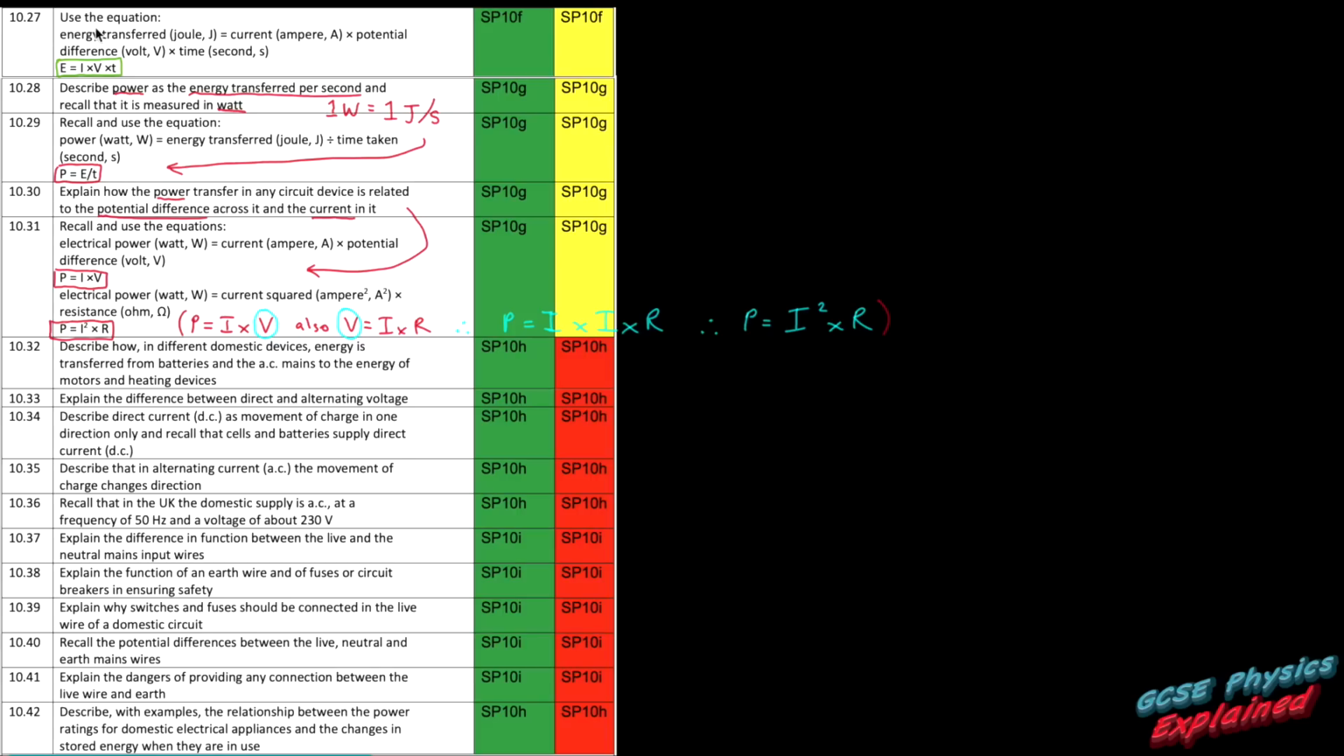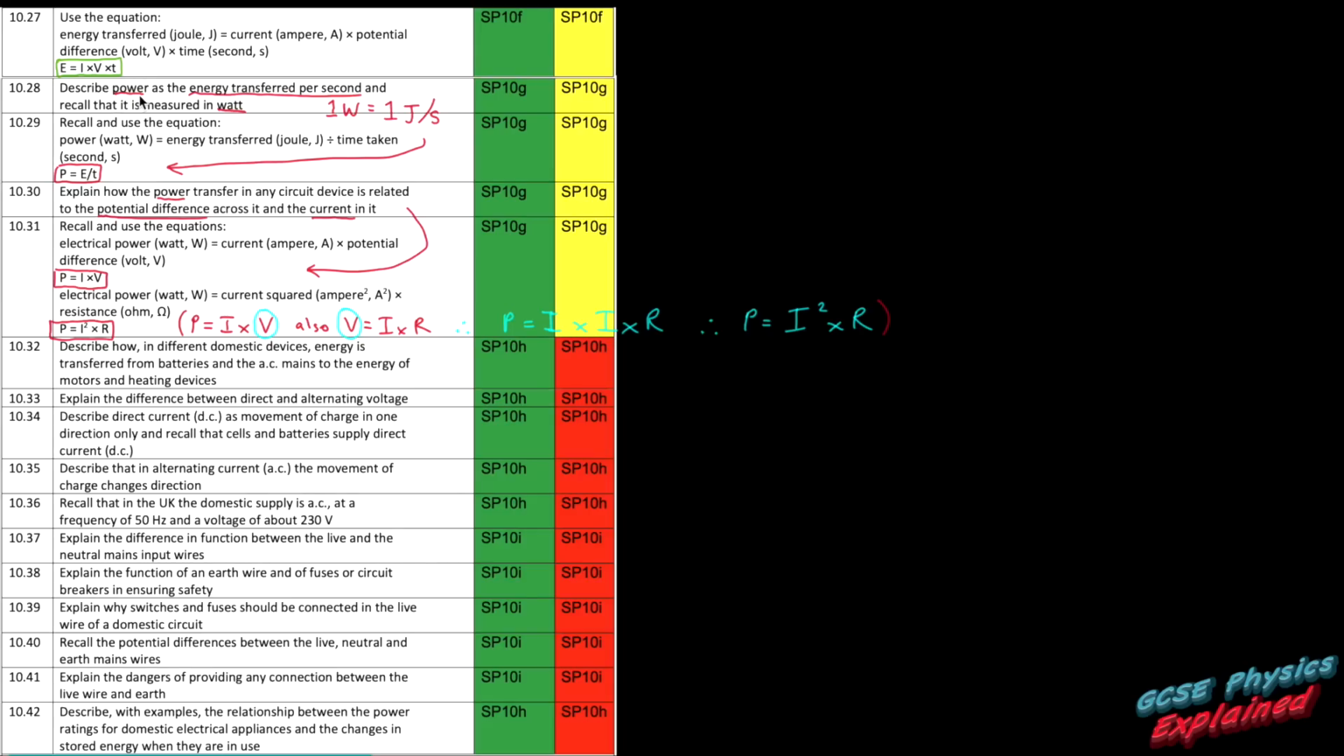10.27. Use the equation energy equals IVT. I prefer to say energy equals ITV. So that is basically energy equals current I times potential difference V times time T. I say Emmerdale is on ITV, which is a TV channel in England. You make up your own one if you're not from England. And they'll basically give you values, you pop it in, and out pops the answer. 2 or 3 marks. Thank you very much.